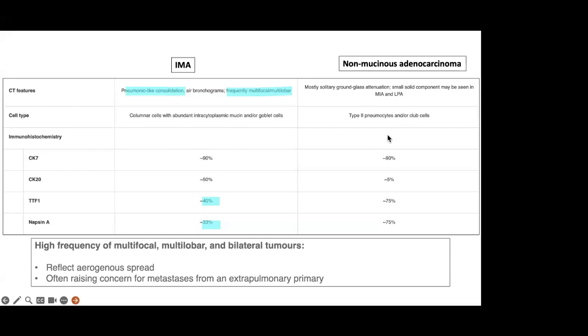They show type 2 pneumocytes. So that is why they are mostly TTF1 and napsin A positive, but IMAs are mostly TTF1 and napsin A negative. So that has to be kept in mind. And as I said, they are multifocal, so they have more aerogenous spread rather than nodal or distant metastasis.